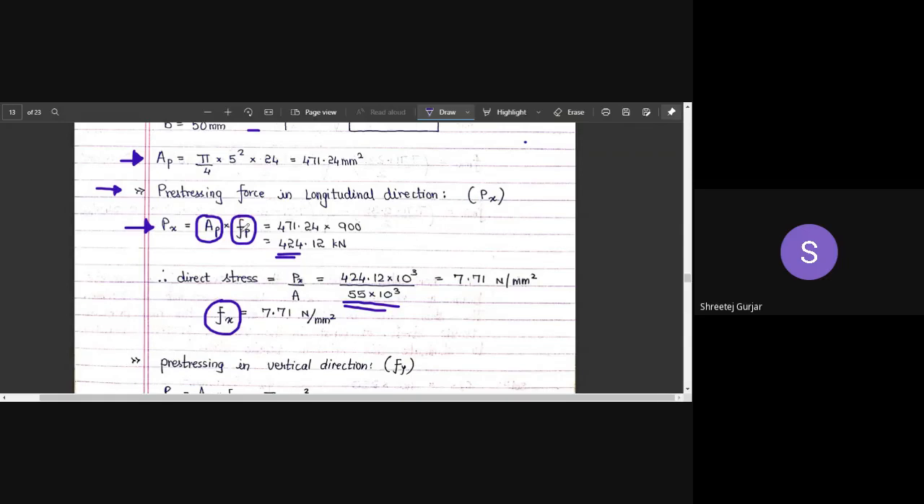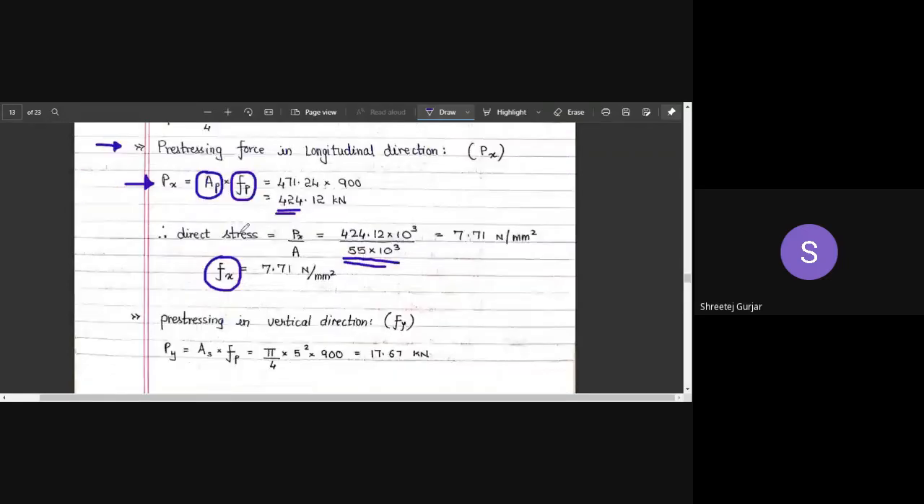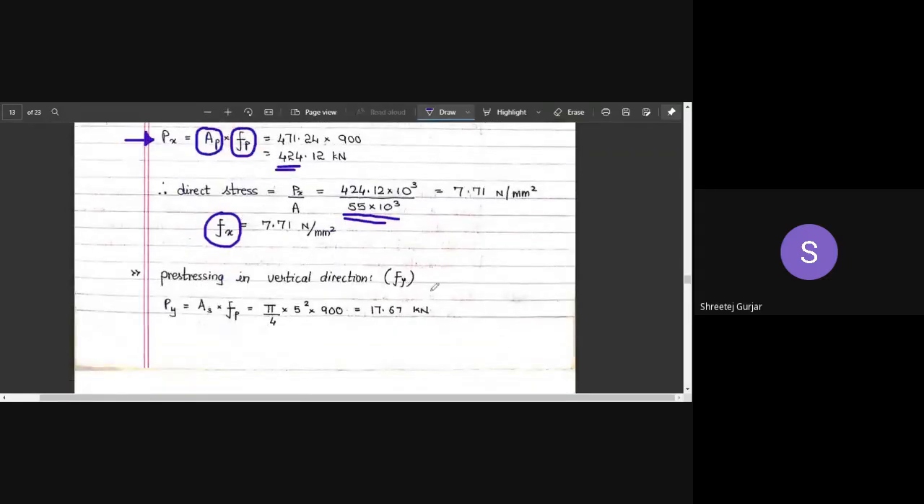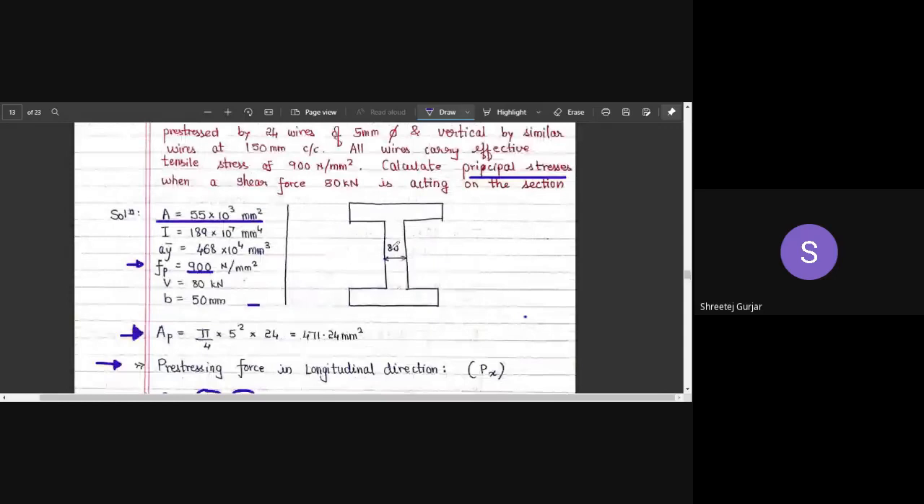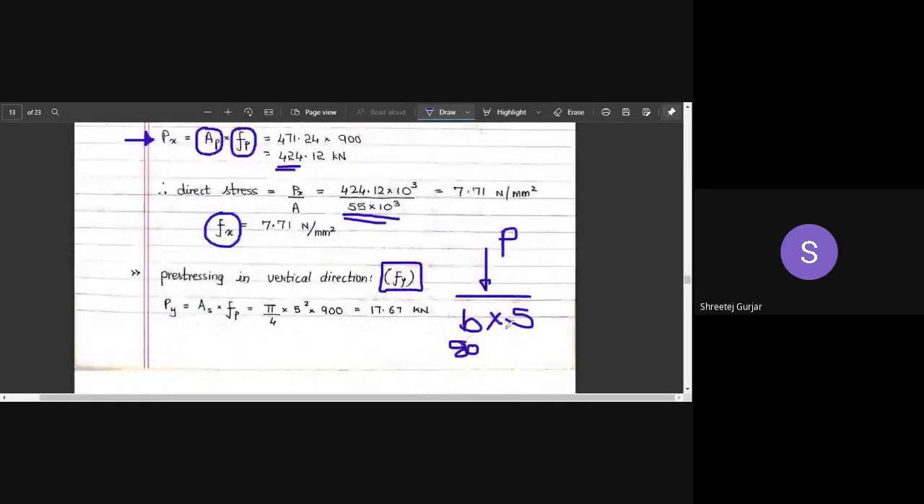Now similarly, you have to calculate the stress in the Y direction, that is Fy. So what is Fy? The vertical pre-stressing force Py divided by B into spacing. B we know. B is 80, which is the thickness of the web. I think it is 50, right? It is not 80, it is 50. So this is 50 into spacing, which is given as 150.